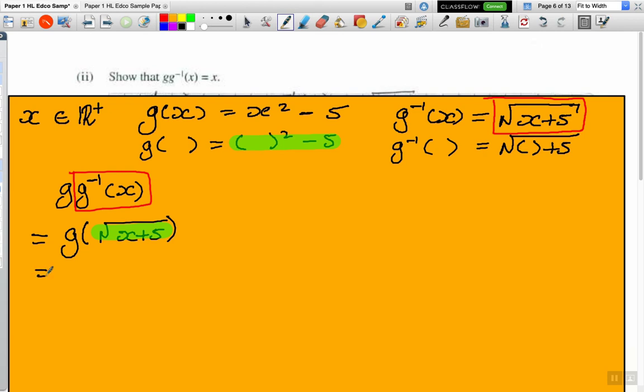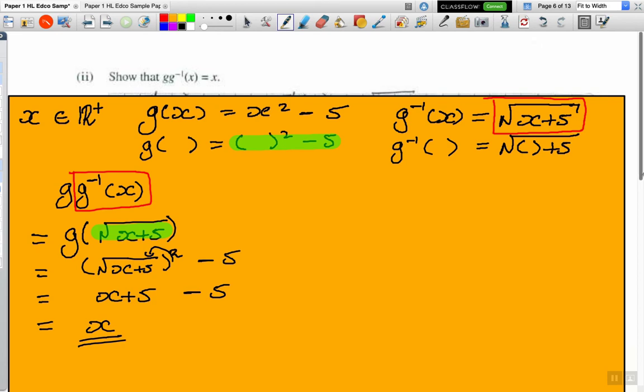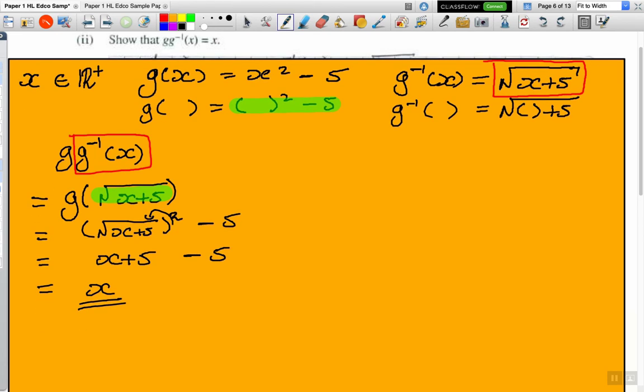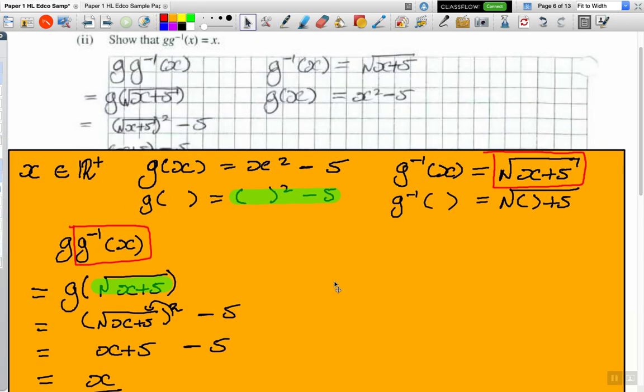So therefore this g bracket is in actual fact bracket squared minus 5. So then we put inside the bracket the square root of x + 5. Of course, a square on a square root, they cancel each other out, so that ends up as being x + 5, the minus 5 there, which then leads us to the answer we were looking for. This is the proof question, so you have to show every single line of working out.